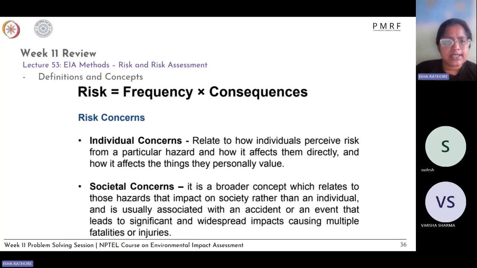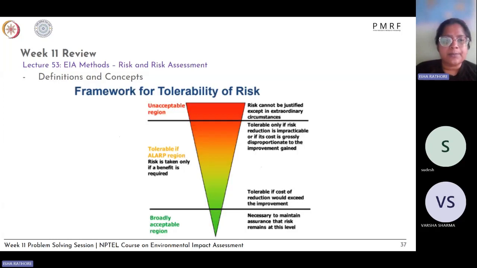We also looked up at risk in terms of frequency and consequences. So this is the product of frequency and consequences. Concerns relating to this can be individual concerns. So it can relate to individuals' perception of risk from a particular hazard and how it affects them directly and how it affects the things they personally value. Whereas the second concern can be societal concern. It's a broad concept which relates to those hazards that impact on society rather than an individual, and is usually associated with an accident or an event that leads to significant and widespread impacts causing multiple fatalities or injuries. So two types of concerns.